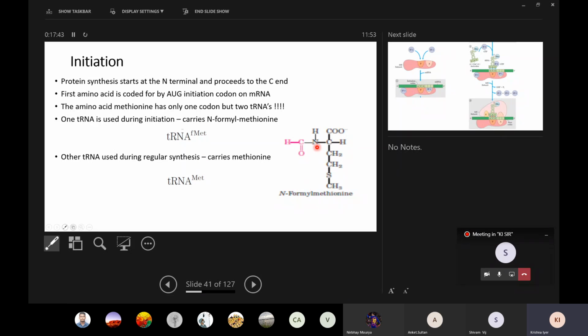Methionine is NH2-CH-COOH with a CH2-CH2-S-CH3 side chain, and N-formyl methionine has a formyl group attached to the amino group of the methionine, and this is NH2, CH2.